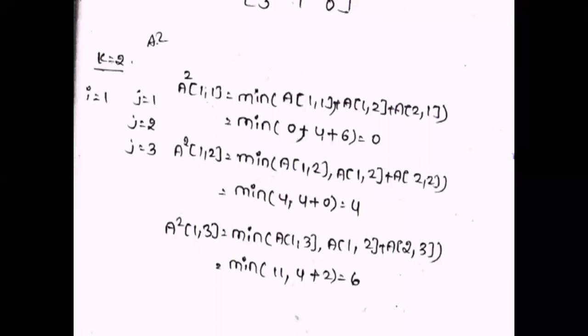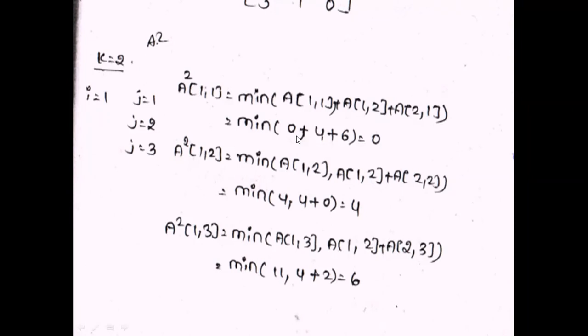Okay, we are finding the shortest path from 1 to 1, 1 to 2, 1 to 3 through intermediate vertex 2. If there is a path through the intermediate vertex that is shorter, we consider it; otherwise we directly consider the existing path. Suppose there is no path from 1 to 1, we just consider the direct path.